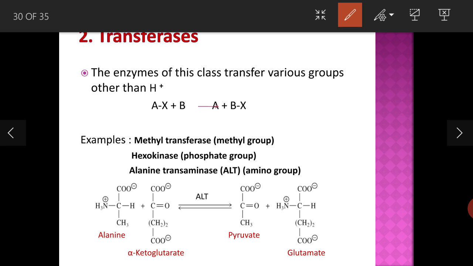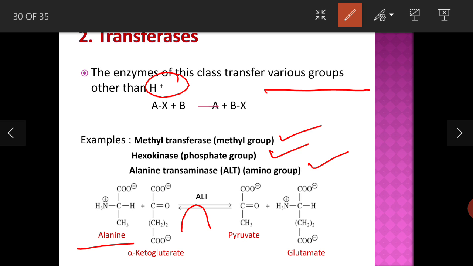The enzymes of this class usually transfer various groups other than hydrogen ions. Here I have enzyme examples: methyl transferase, which transfers the methyl group from the donor to the acceptor; hexokinase, which transfers a phosphate group; and alanine transaminase, which is required for transfer of the amino group. Here I have an example of a reaction.